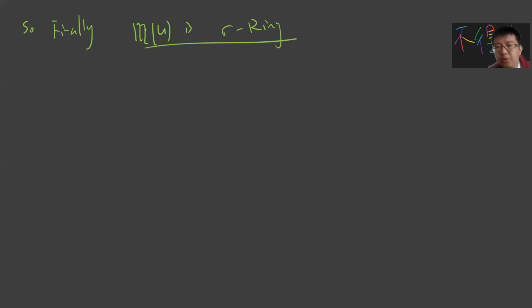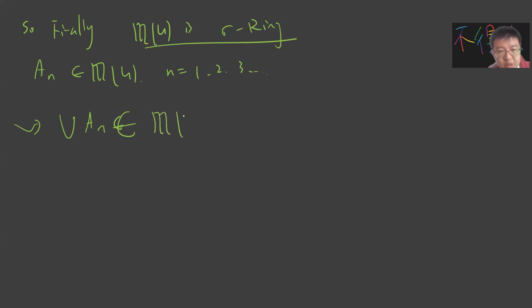Now we need to prove that this is a sigma ring. Finally, we want to show that this is a sigma ring. If it's finite, then proving it is a sigma ring is trivial; you just use the previous lemma. Let's say AN belongs to this, for N equal 1, 2, 3. By the definition, the union of these will become this. This is trivial, because a countable union of countable unions is still a countable union. Each AN is a countable union of finitely mu measurable sets, so the countable union is still countable.